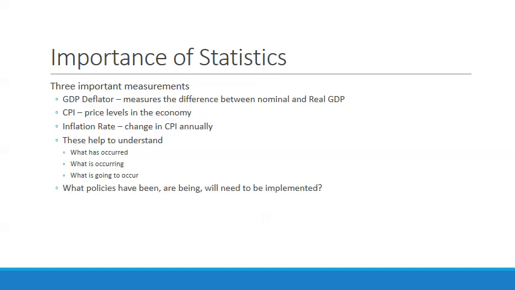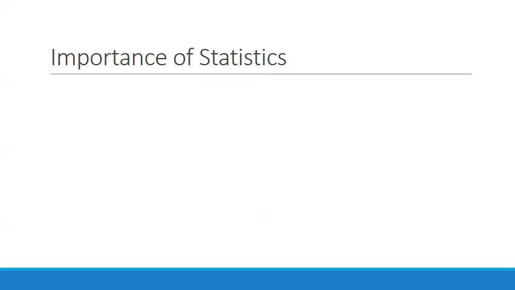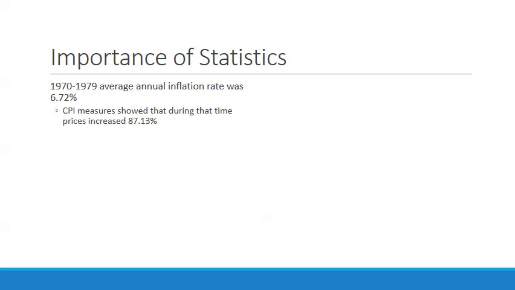So what policies have been, are being, and will need to be implemented? Those policies are based on the numbers that we can provide. So when we look here and we say, okay, in 1970 to 79, the average annual inflation rate was 6.72%. CPI measures show that during that time, prices increased 87.13%. So from 1970 to 1979, prices increased in the United States 87.13%. So the question, of course, would be why?